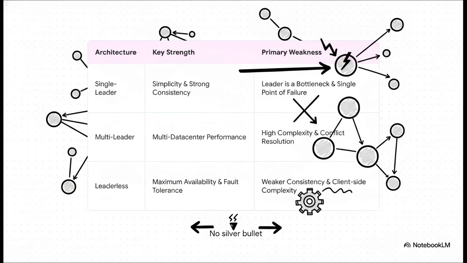Multi-leader gives you fantastic performance across different data centers, but you are signing up for the nightmare of conflict resolution. And leaderless gives you the absolute best availability and fault tolerance, but it comes at the cost of weaker consistency and having to build more smarts into your client. There is no silver bullet. The right answer is always dictated by what your application actually needs.